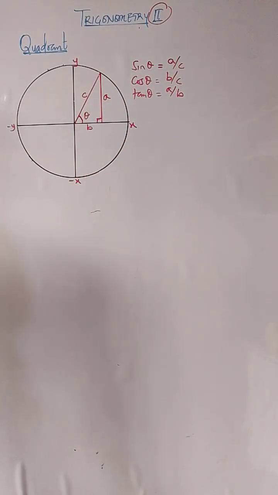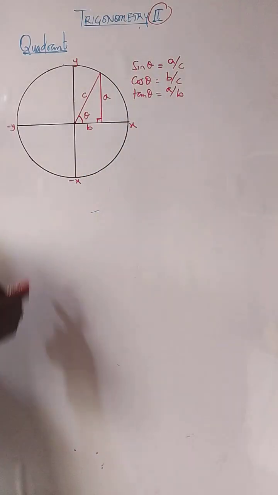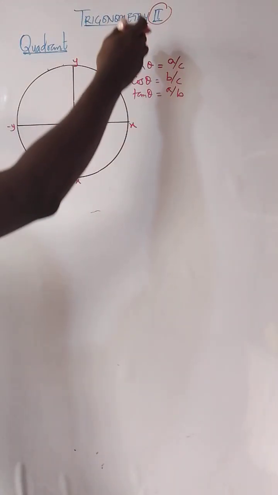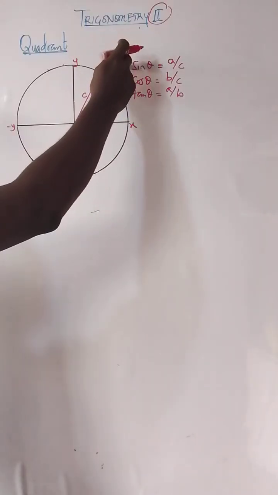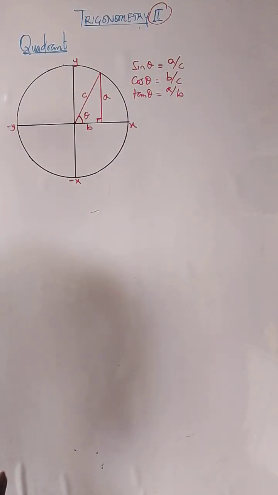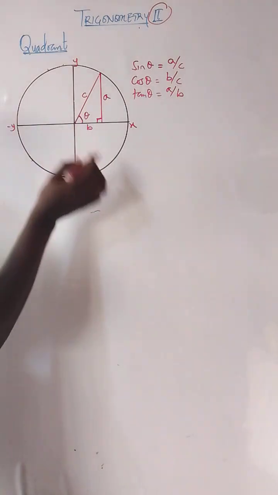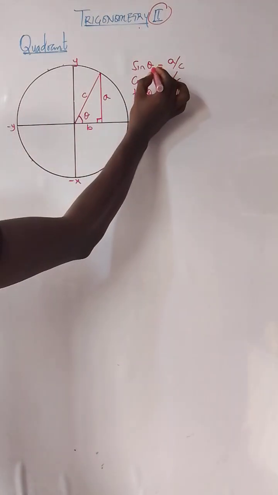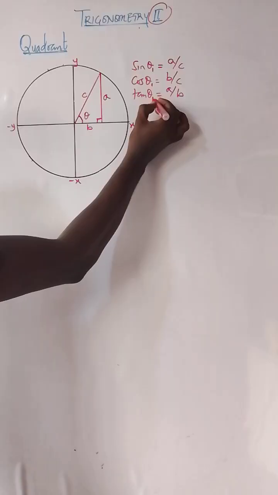In these three cases, A, B, C are all positive here. The radius is always positive, A and B change. So everything here will be positive. In the first quadrant, sine of this angle, cos of this angle, and tan of this angle are all positive. Why? Because the angle still falls within the first quadrant.